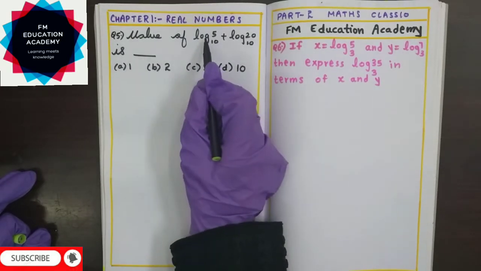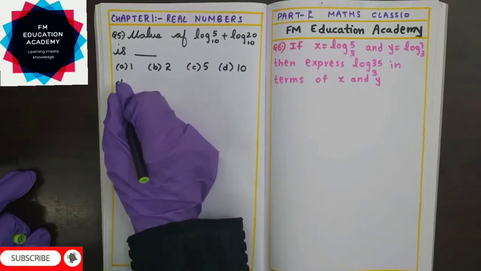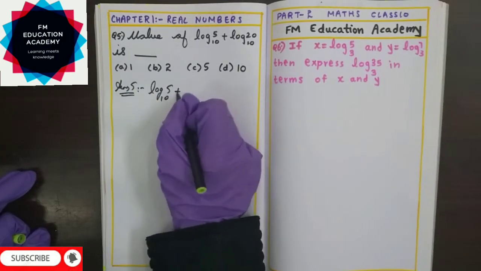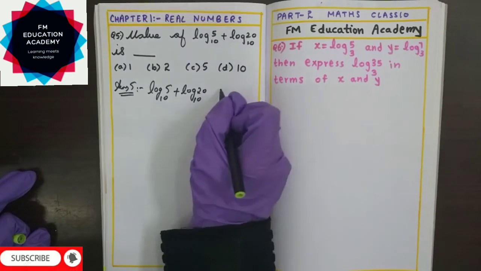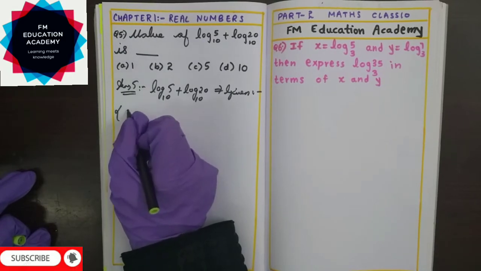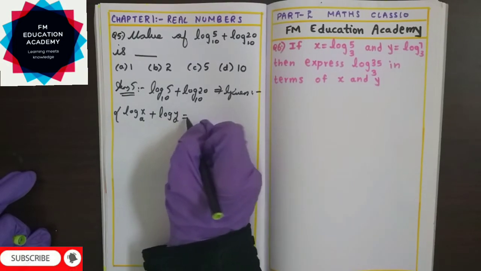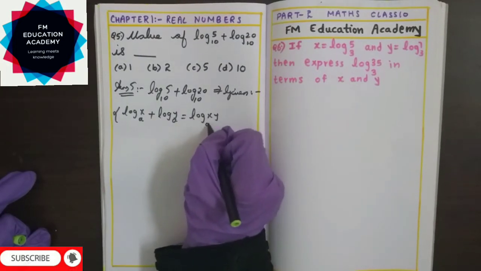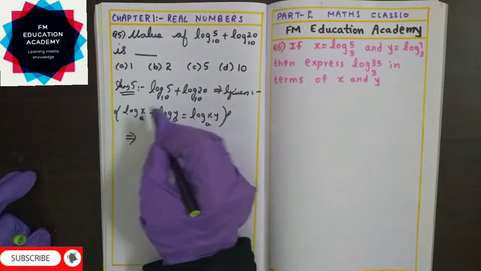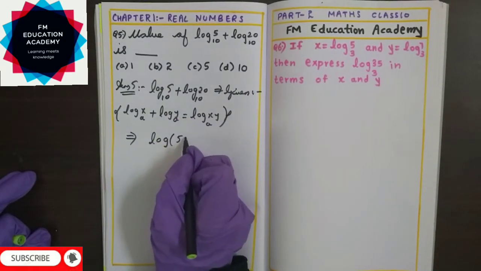Now observe this. This is in the form of log x to the base a plus log y to the base a. So first we'll write the given: log 5 to the base 10 plus log 20 to the base 10. Now we know log x to the base a plus log y to the base a is equal to log x into y to the base a. So here, if I compare, x is 5, y is 20. So log 5 into 20.